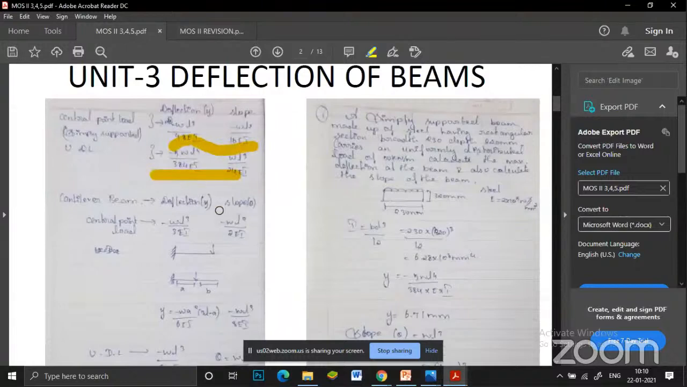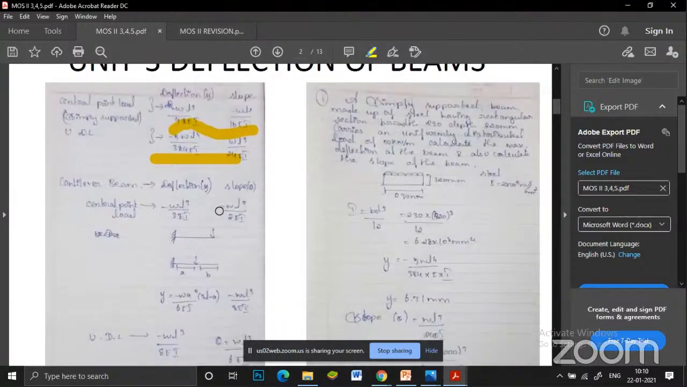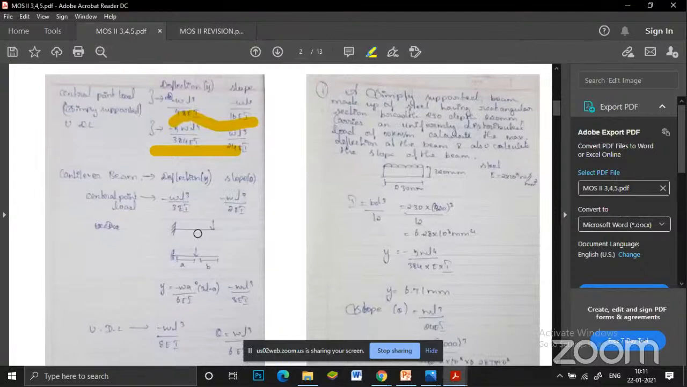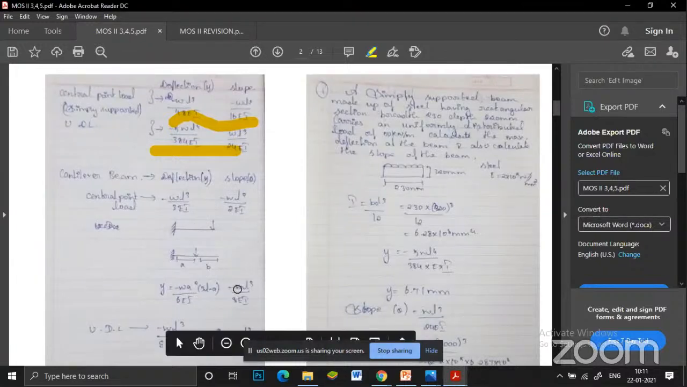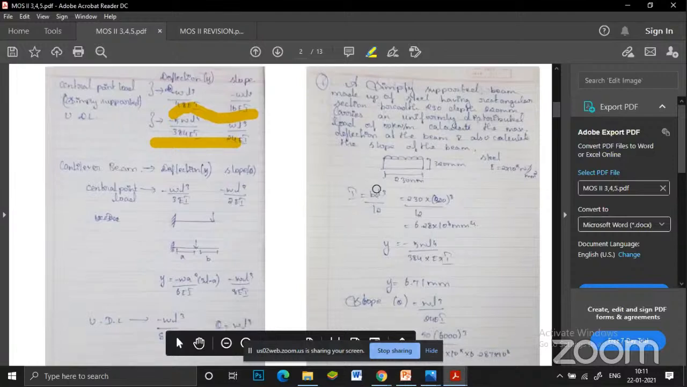And in case of cantilever, there is a slight variation. In case of cantilever, when the load is applied at the free end, we have to use these two formulas. In case the load is applied at the center, we have to use these two formulas. Okay. And the next thing is a small example given at the right side.